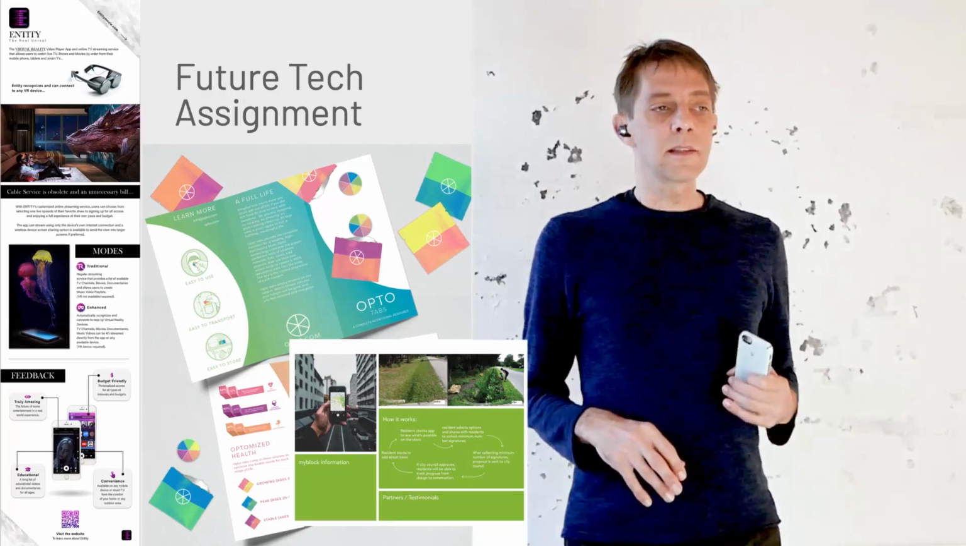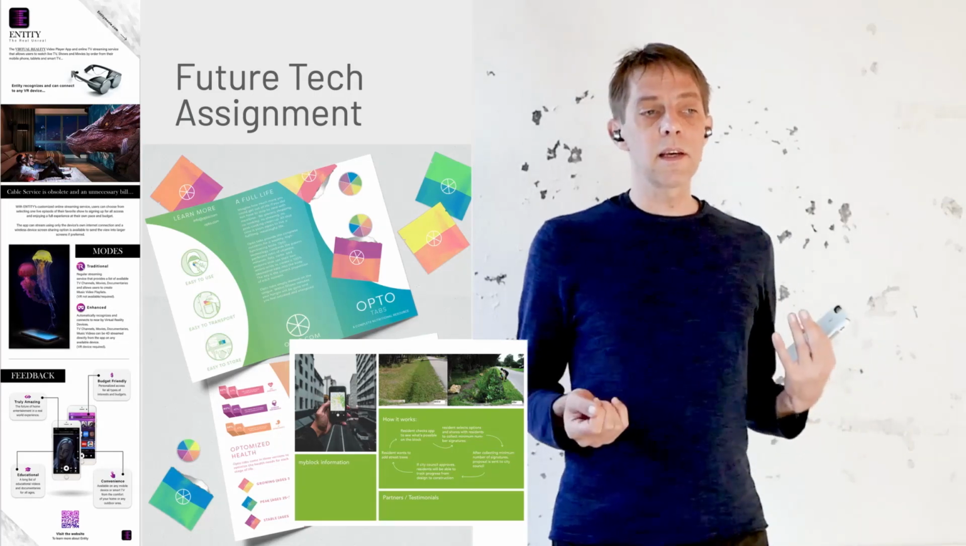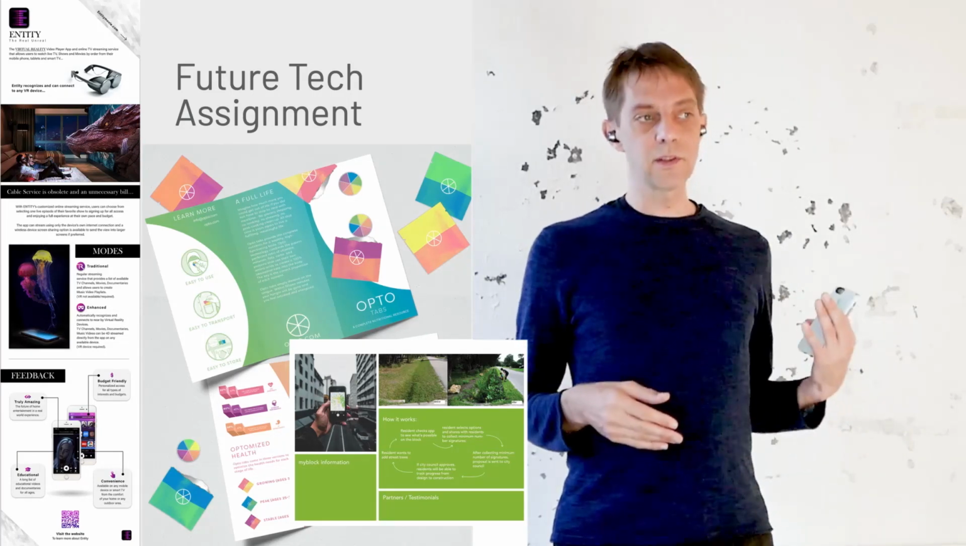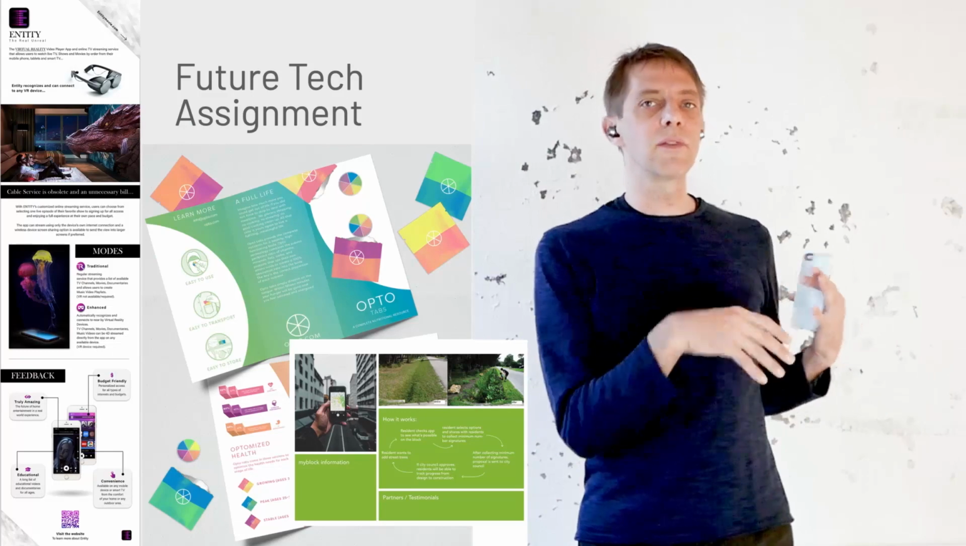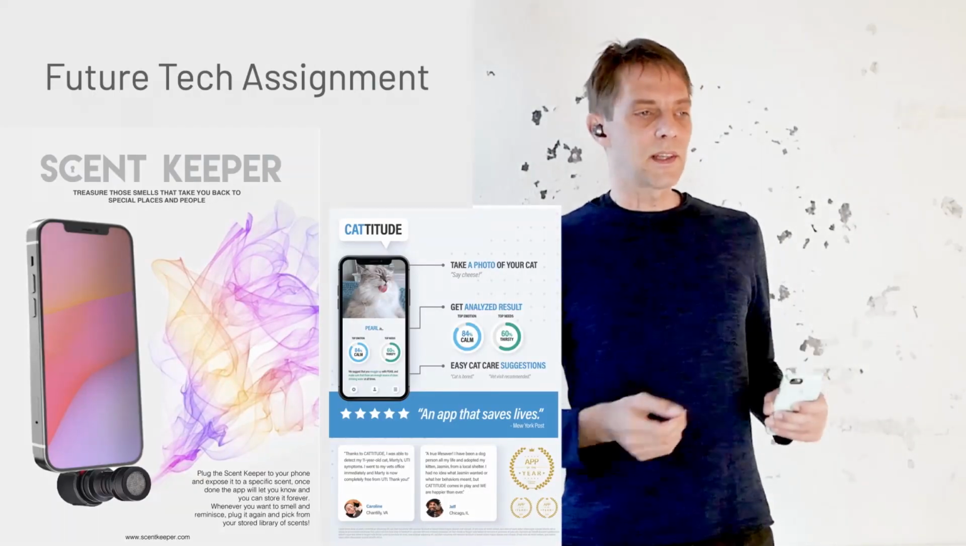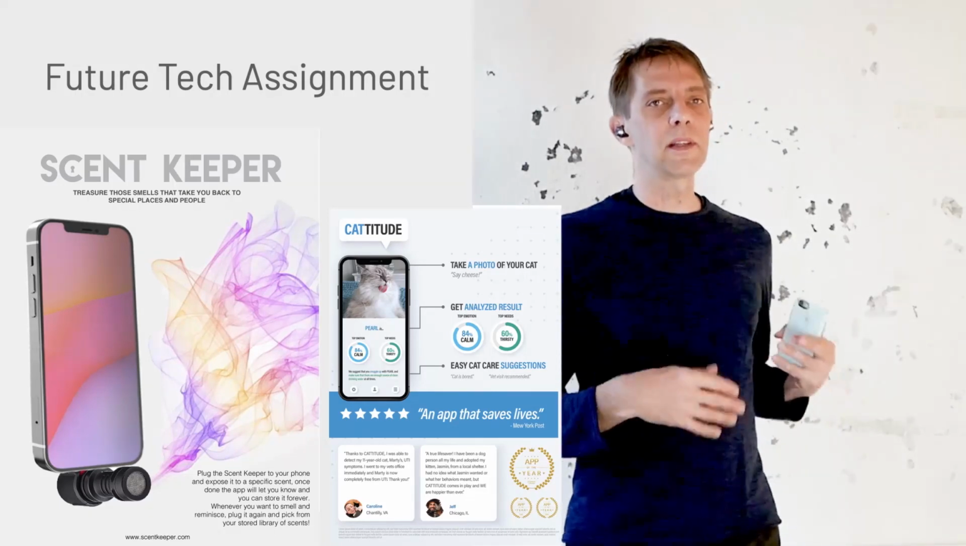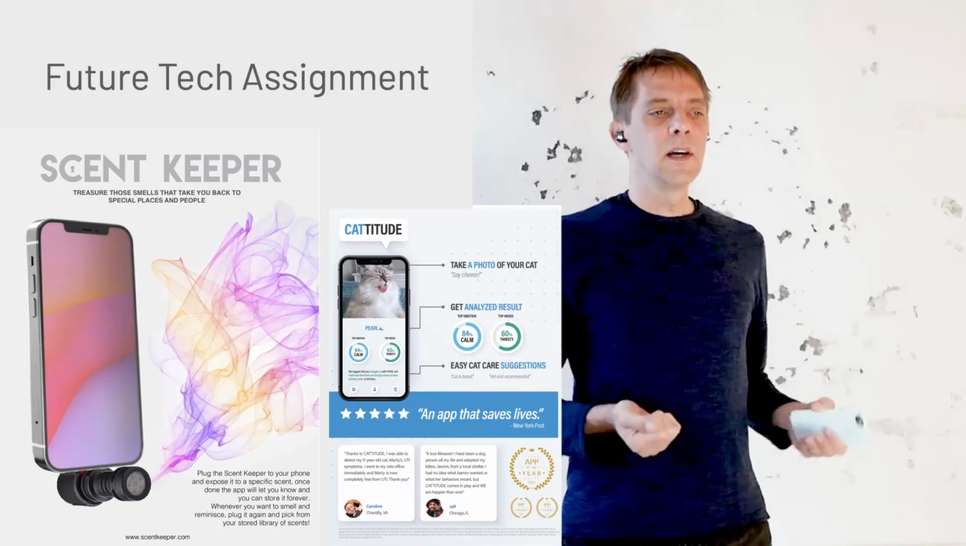And this is the next week to post the future text assignment. And here are some examples from previous students, sort of a one sheet, to give you an example of what they worked on. And here are some more examples. This one I think I mentioned before was really cool, like a scent keeper. It's a library to record scents.